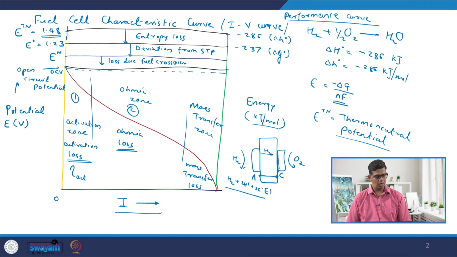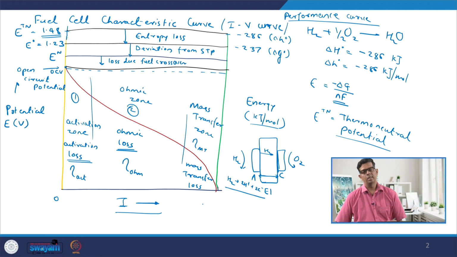And the loss that dominates in the second zone out of these three is the ohmic loss, which is denoted by eta ohmic. And as and when we still go ahead and draw more current, we can see that there is a sudden drop in the potential. This happens because of the mass transfer zone or the mass transfer loss, and this is denoted by eta mt, or we can also write it as mass transfer loss.